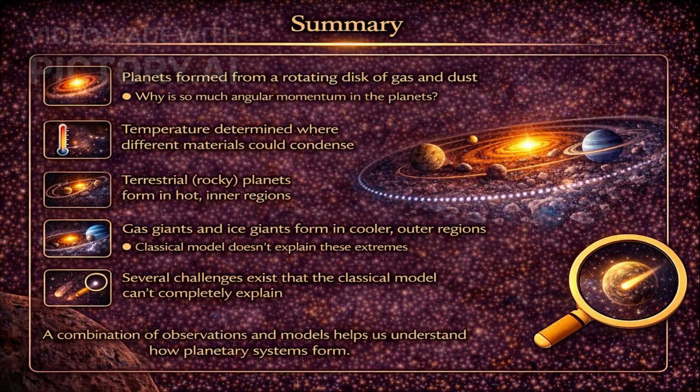In summary, planets form from a rotating disk of gas and dust, with temperature determining material condensation. While the classical model explains much, challenges remain, highlighting the need for continued observation and modeling.